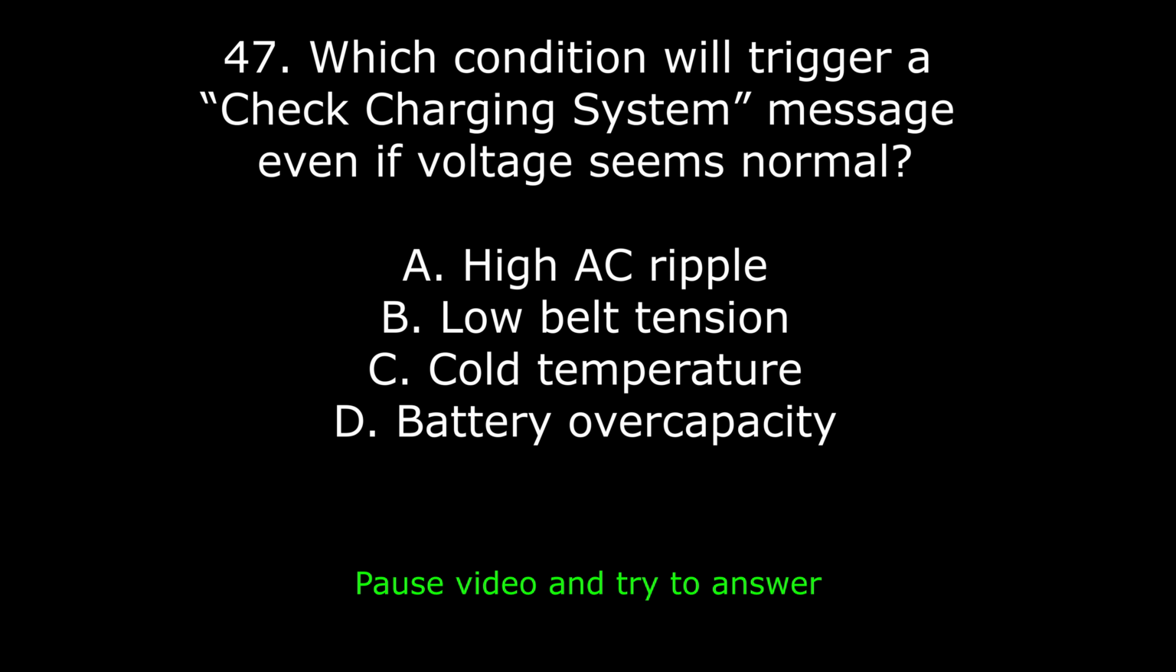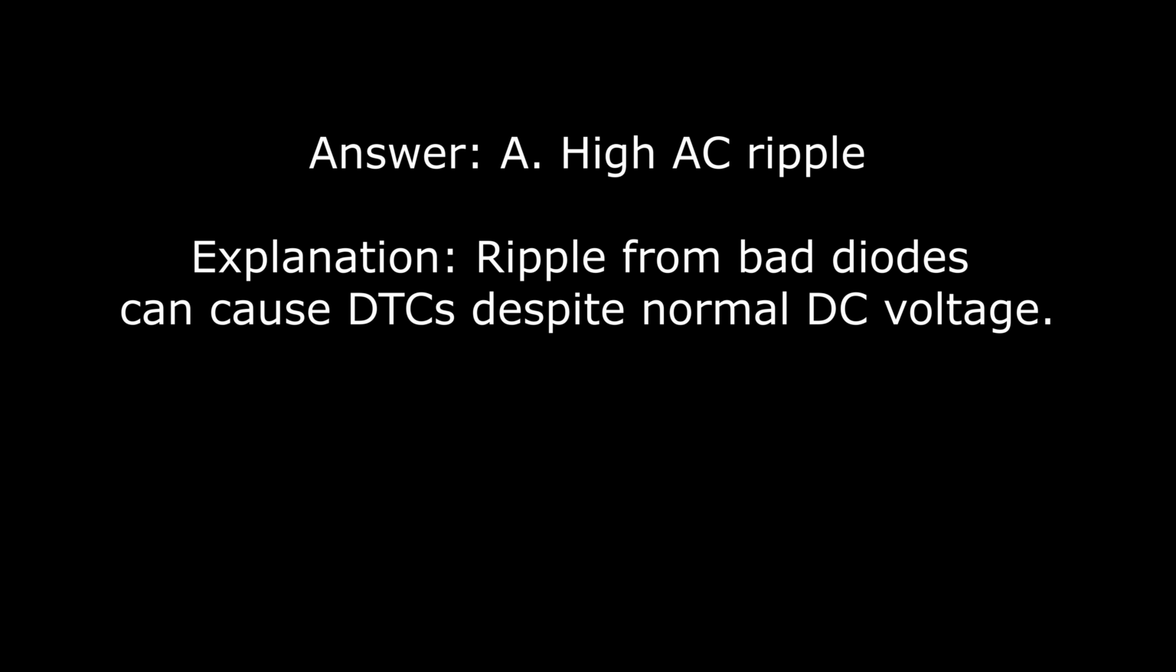47. Which condition will trigger a check charging system message even if voltage seems normal? A. High AC ripple. B. Low belt tension. C. Cold temperature. D. Battery overcapacity. Answer: A. High AC ripple. Explanation: ripple from bad diodes can cause DTCs despite normal DC voltage.